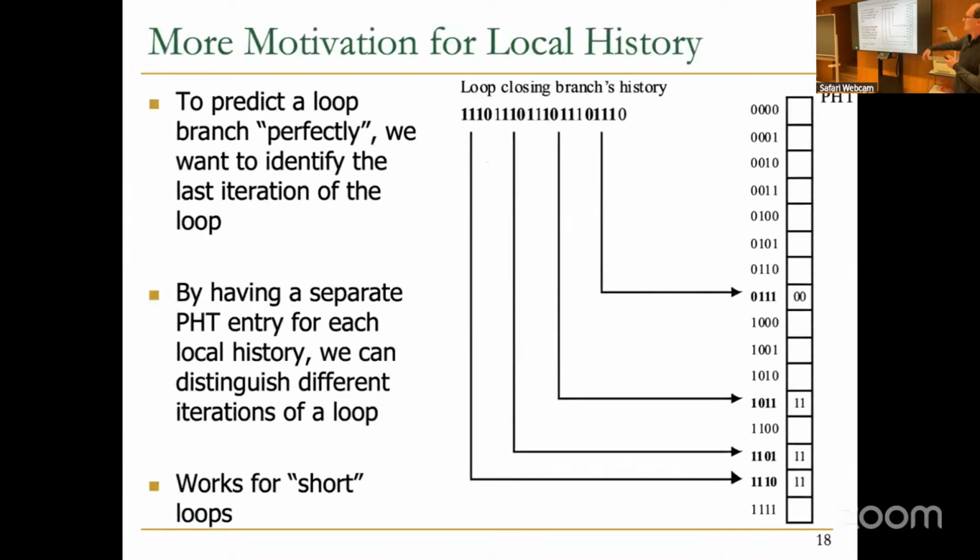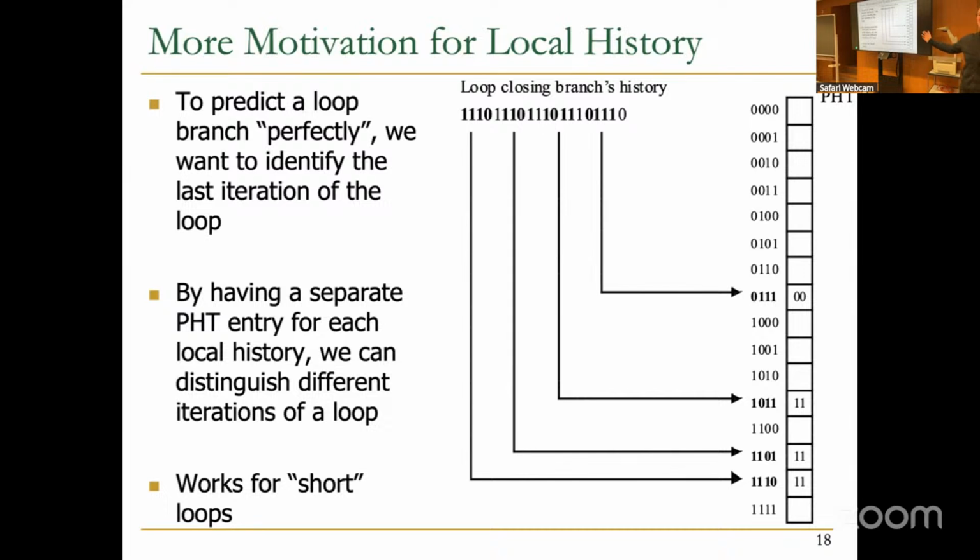This is kind of an unrolled version of that 1, 1, 1, 0. To predict a loop branch perfectly, we want to identify the last iteration of the loop. This is just one example. There could be other examples that you can come up with for local branch prediction, but loops are an easy example. By having a separate pattern history table entry for each local history, we can distinguish different iterations of a loop. And this nicely works for short loops, of course.